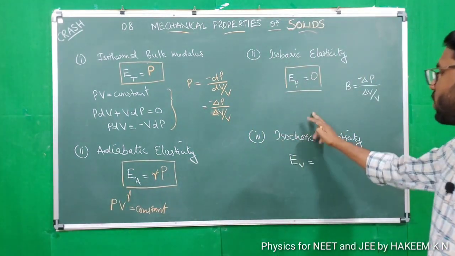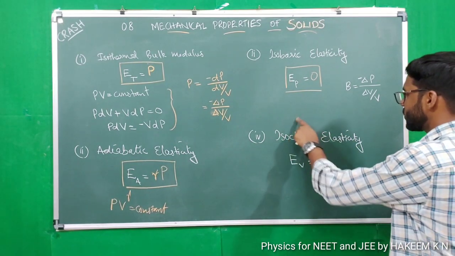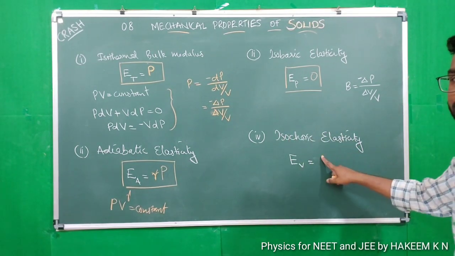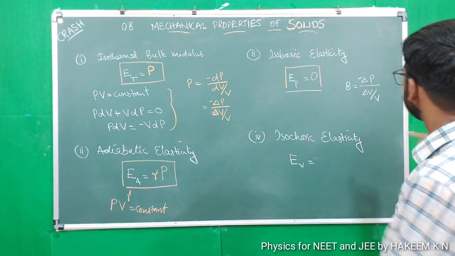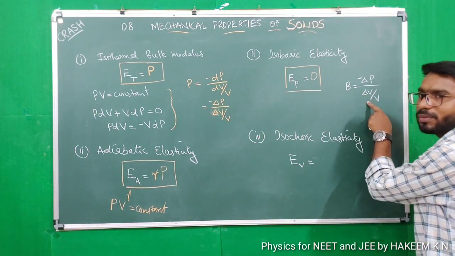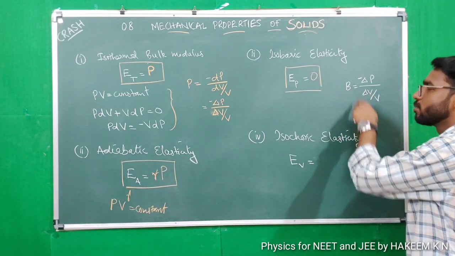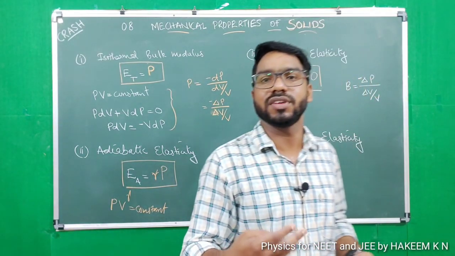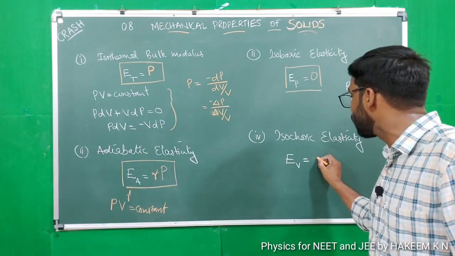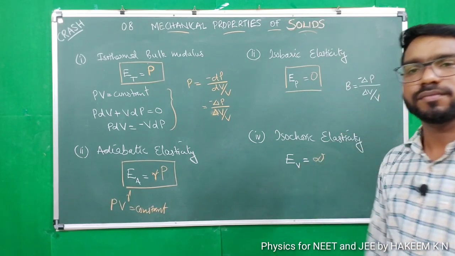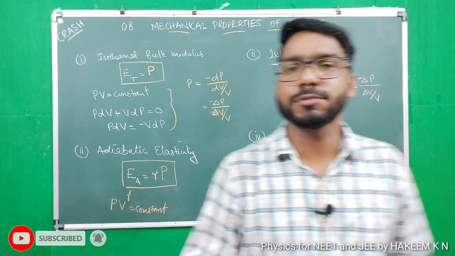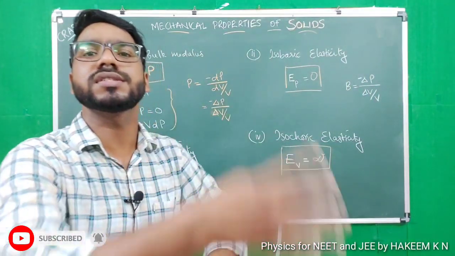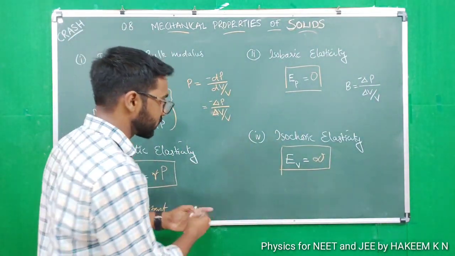Okay. And isochoric elasticity: in isochoric process, change in volume is 0. Volume is constant. When change in volume is 0, it comes in the denominator, so bulk modulus will be infinity. EV equal to infinity. That means gases possess infinite elasticity during isochoric process.